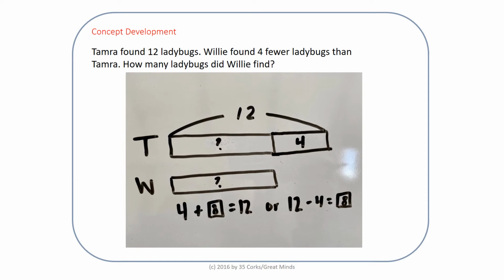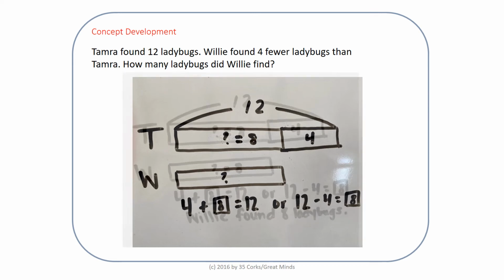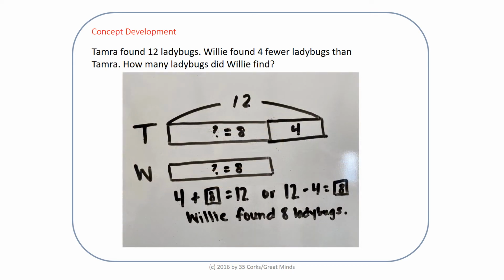I found out, using those number sentences, that the missing part is 8. If this part is 8, then what else is 8? I found Tamara's is 8, but what else is 8? Willie's tape is 8. So how many ladybugs did Willie find? Willie found 8 ladybugs.